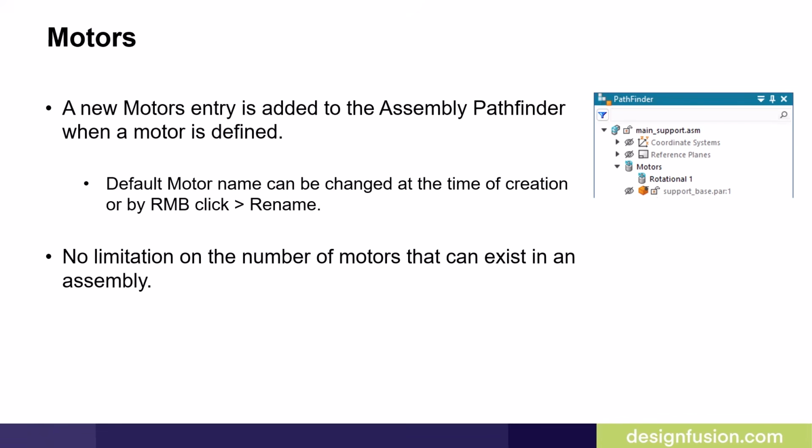When you define a motor feature, using any of the motor commands, an entry is added for the motors node in Pathfinder. You can select the motor entry in Pathfinder to edit the motor feature later. The default motor name can be changed at the time of creation or by renaming it later in the Pathfinder using the rename command. There is no limitation on the number of motors that can exist in an assembly.